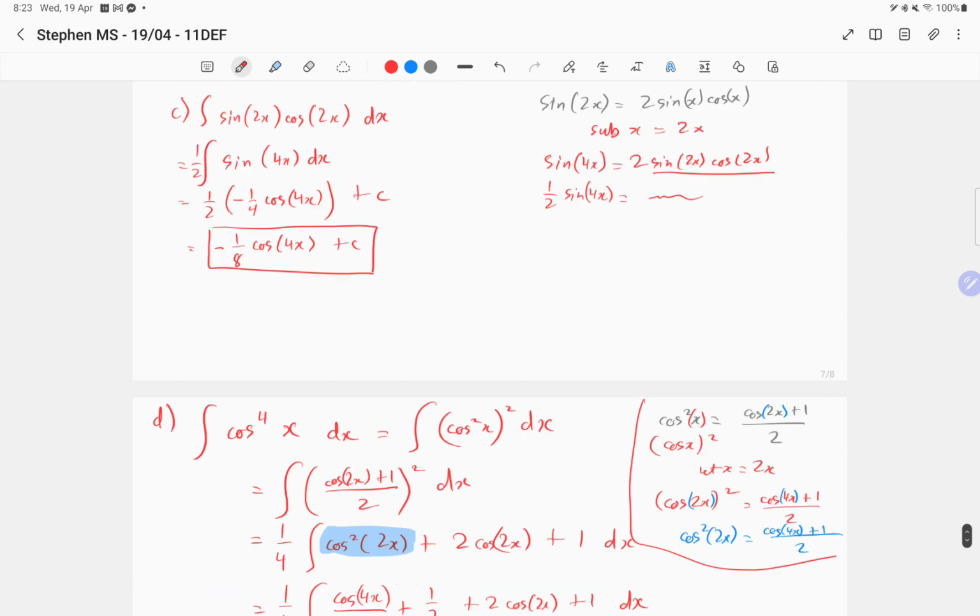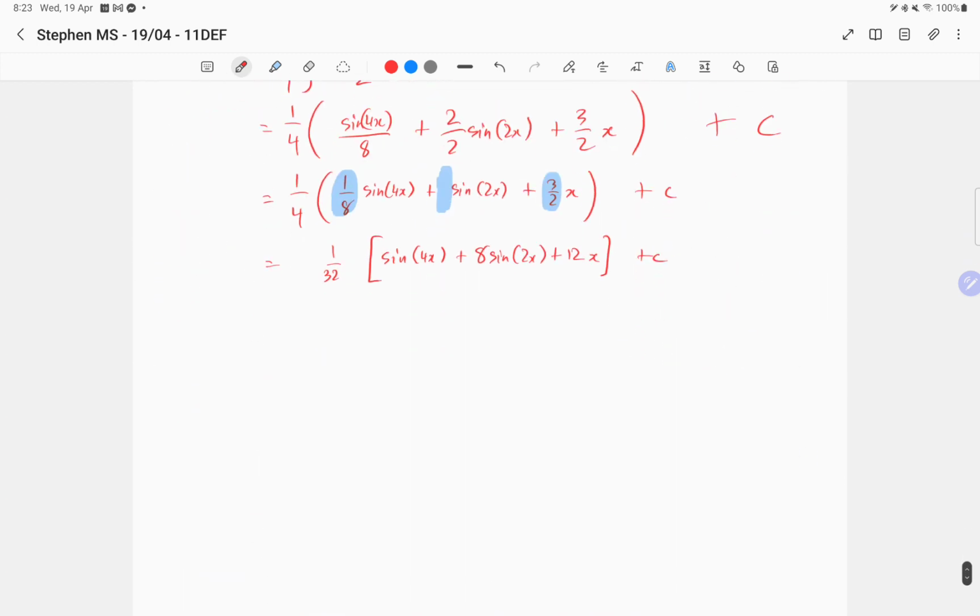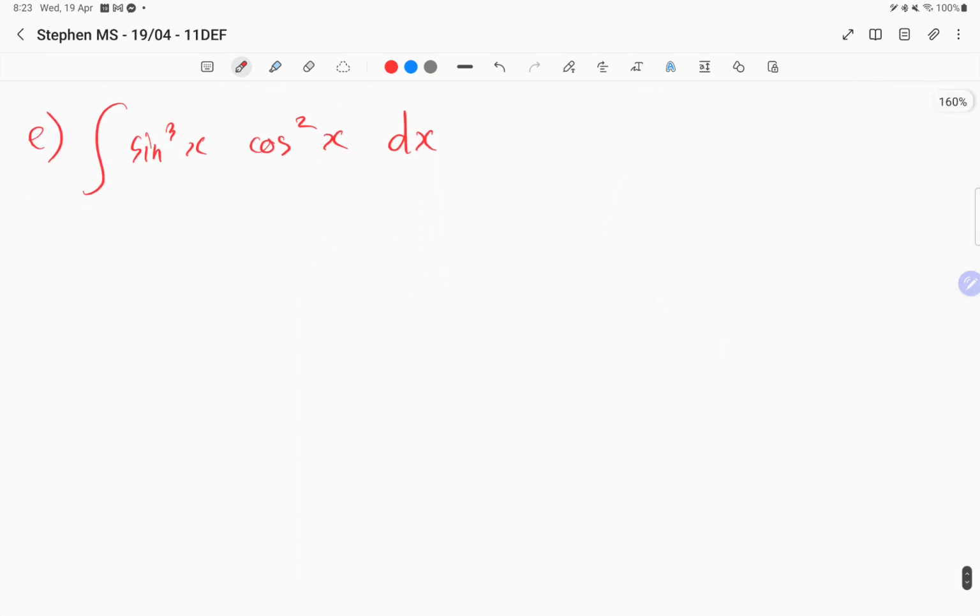Sine cube x cos squared x. Hardest one. Antiderive sine cube x cos squared x. Which scenario? This is the one where it's trig times trig. Surely you can just split it into sine squared x, cos squared x, and then sine x.